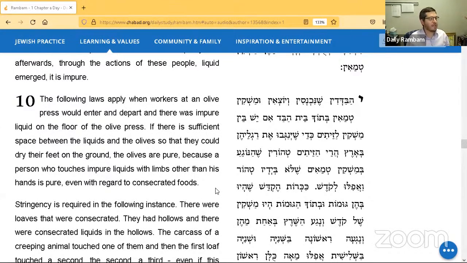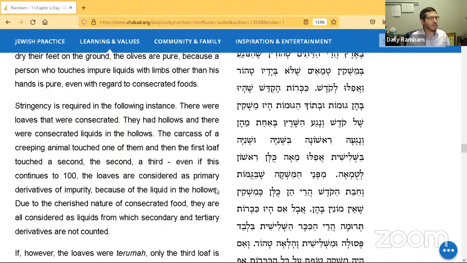Stringency is required in the following instance. There were loaves. This is what we're talking about when we talk about transferring. When will it transfer beyond what's immediately being touched? He says if you had loaves that were consecrated, so it was kodesh, sanctified food. They had hollows and there were consecrated liquids in the hollows. You had oil inside of it. And then the carcass of a creeping animal touched one of them. And the first loaf touched the second, and the second a third, and the third a fourth, and so on. He said, even up to 100, the loaves are considered a primary derivative of impurity. They're considered rishon because of the liquid in the hollows.